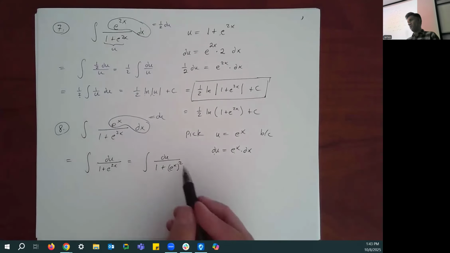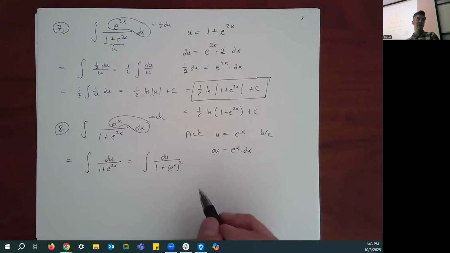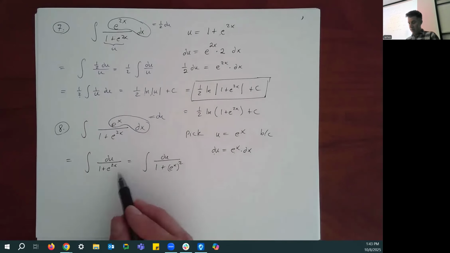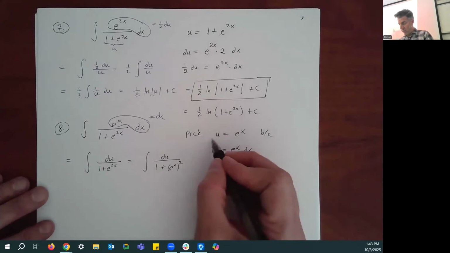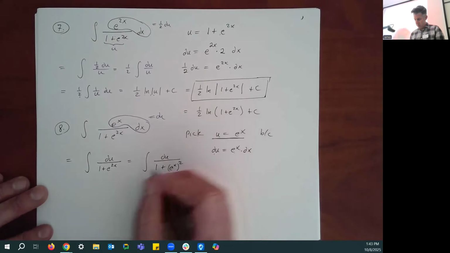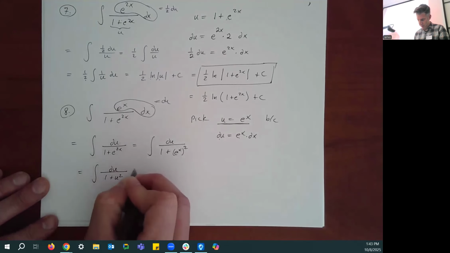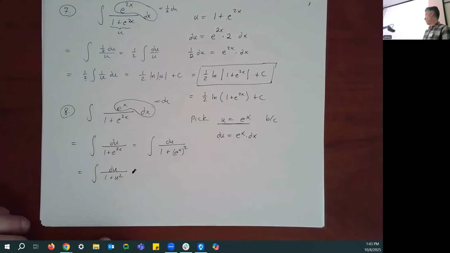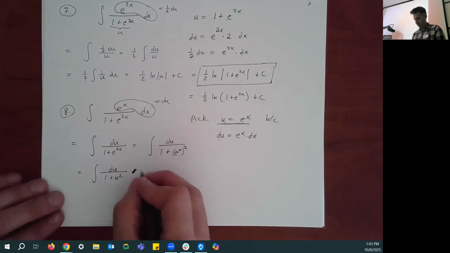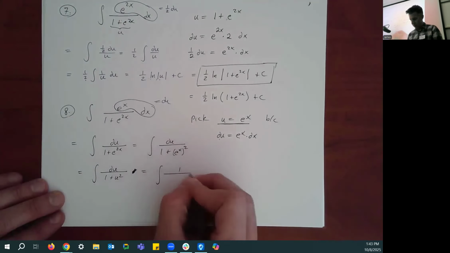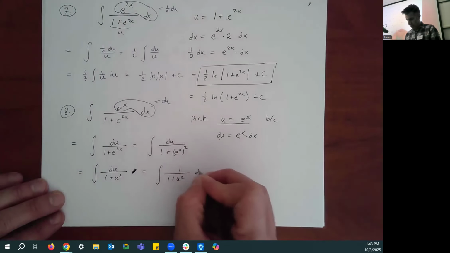Power to a power, you multiply the powers. e to the x squared is e to the 2x, and e to the x was our choice for u. So we can rewrite this as the integral of du over 1 plus u squared. I would prefer to write this as the integral of 1 over 1 plus u squared du.